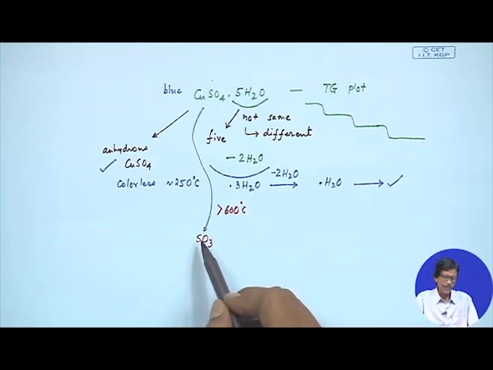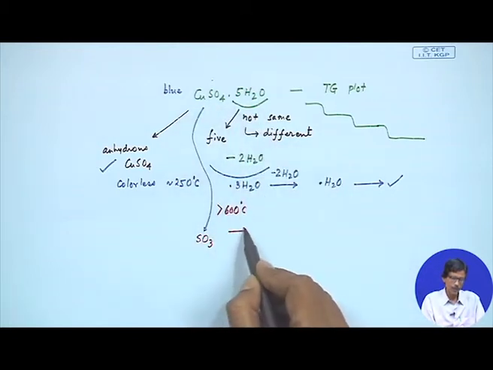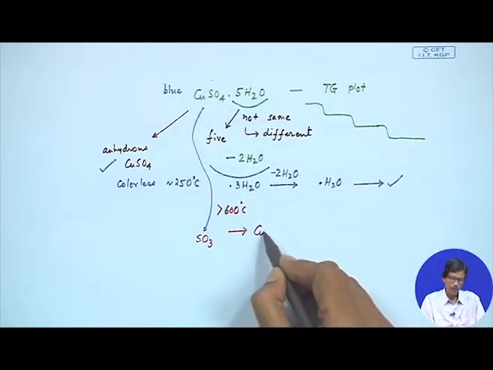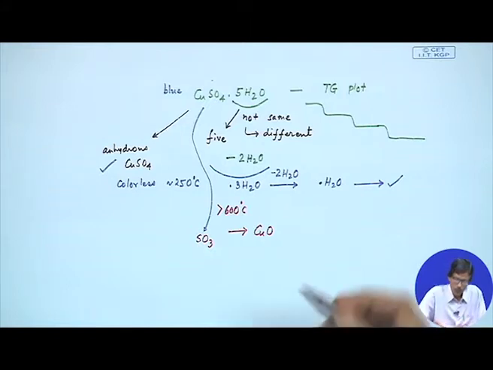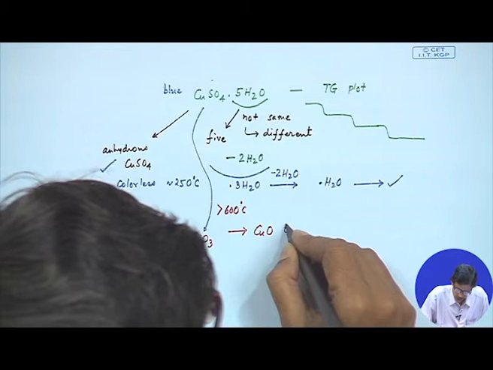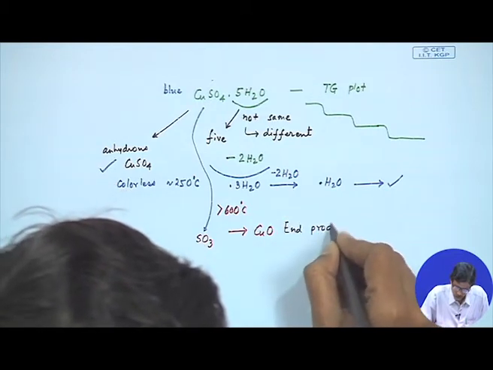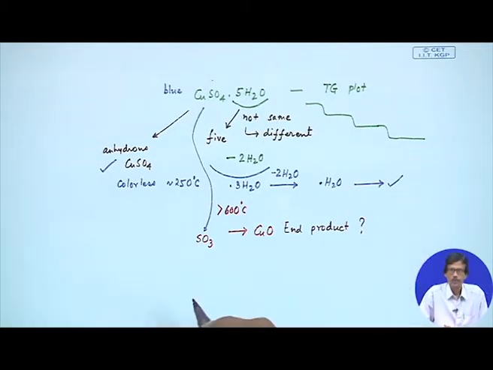Once we get SO3 loss from copper sulphate, we immediately think that this SO3 is going out from one copper, so we must have copper oxide over there. So, the end product can be simple copper oxide, but it is not like that. So, what is the end product for this particular type of thermal degradation? Whether cupric oxide will be the end product or not.